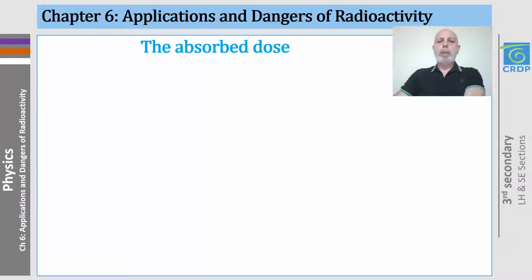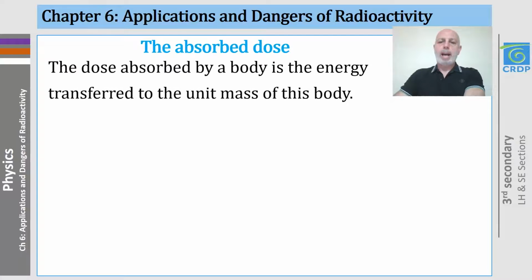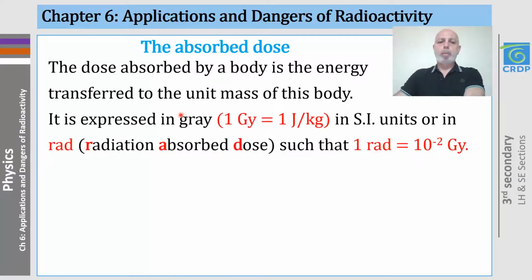To be able to measure the dangers of radioactivity, let's start by defining the absorbed dose as the energy transferred to the unit mass of this body. This absorbed dose is expressed in gray in the SI unit, with 1 gray equals 1 joule per kilogram, and it is expressed in another unit too, rad, with 1 rad equals 10 to the minus 2 gray.